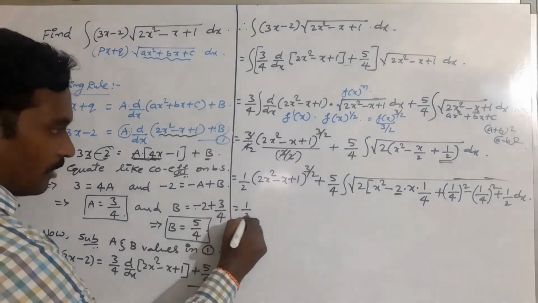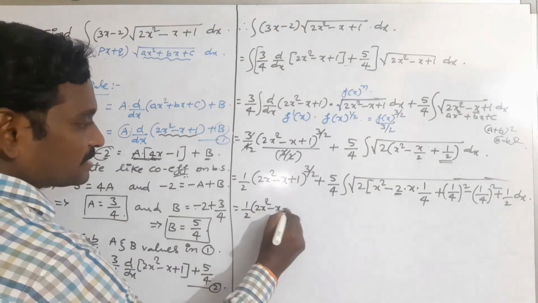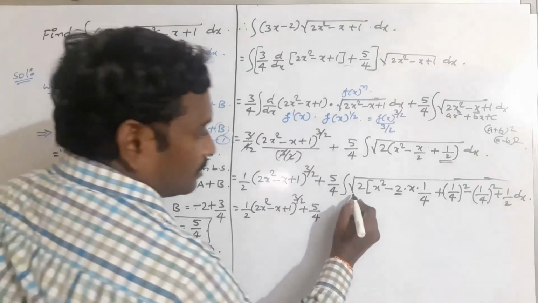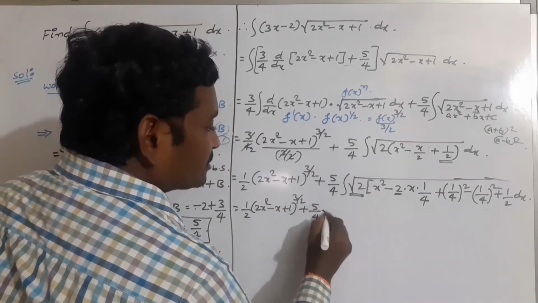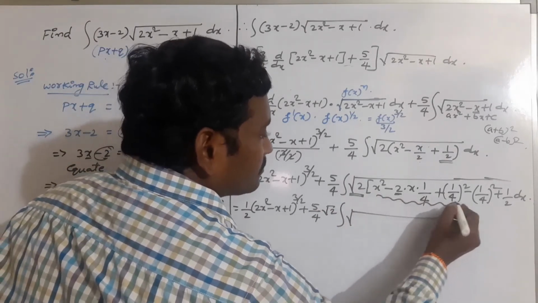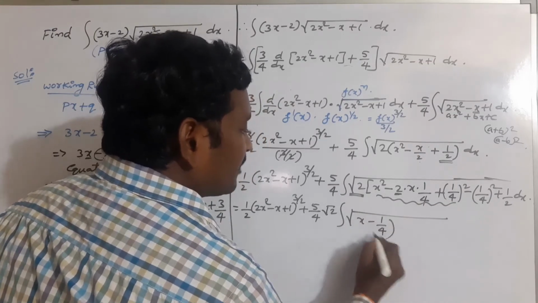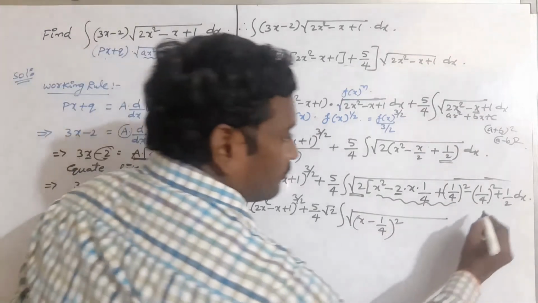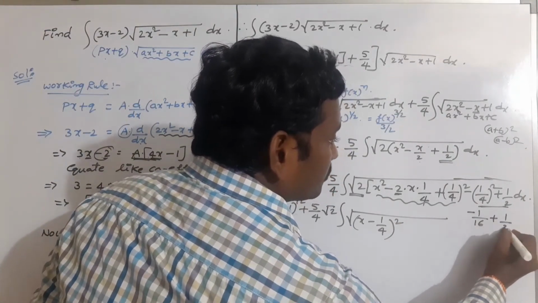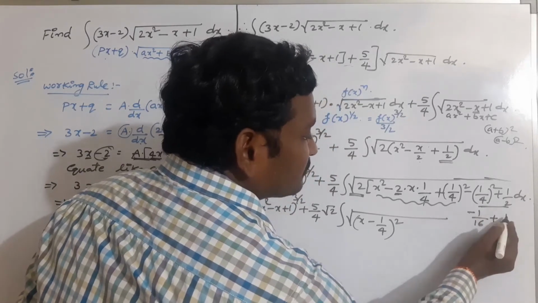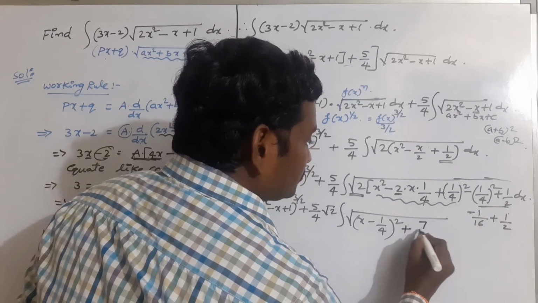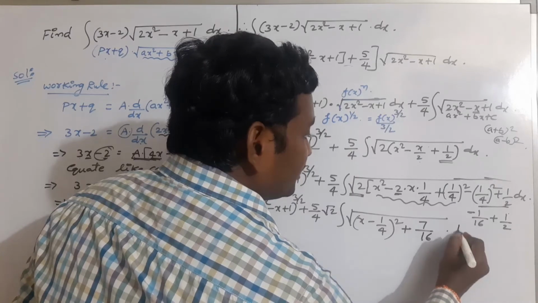So this is equal to half into (2x square minus x plus 1) whole power 3 by 2, plus 5 by 4 into, write this root 2 outside. So integration of root over, how can we write the first 3 terms? x minus 1 by 4 whole square. And what is this constant term? Minus 1 by 16, plus 1 by 2. By taking the LCM, it becomes minus 1 plus 8. So minus 1 plus 8 is nothing but 7. 7 by 16 into dx.